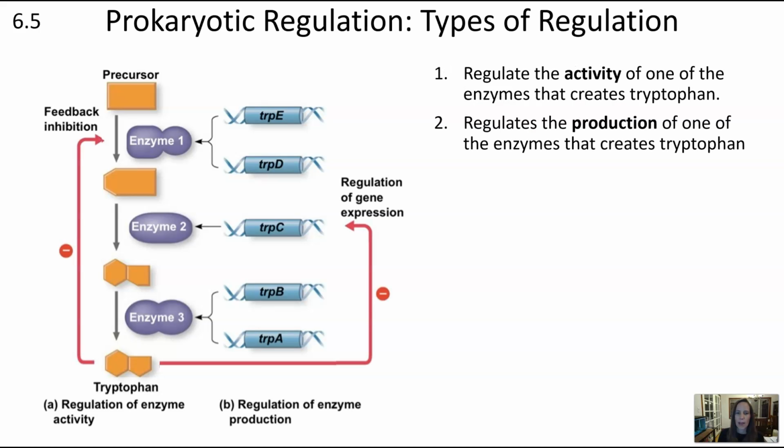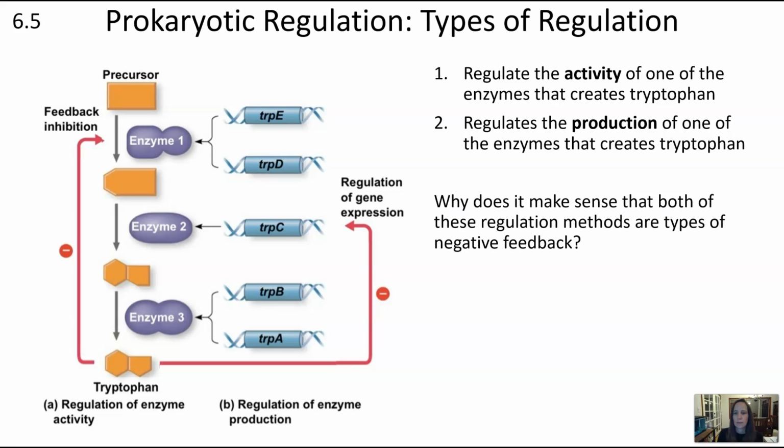That process could be regulated by either regulating gene expression or by regulating one of the enzymes itself. We've talked about enzyme regulation in earlier units, and so in this unit we're going to be focusing on the regulation of gene expression. Why does it make sense that both of these regulation methods are types of negative feedback? And you can see that from the diagram.